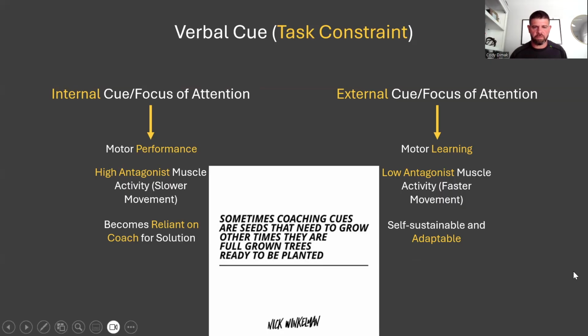Other times they're fully grown trees ready to be planted. What that means is if I give them a good cue or a good focus, let's say I'm working on a particular thing. The reason why I'm not a huge fan of hitting off tees per se is because there's no coupled motion of the ball coming in. Now, maybe you can work on bat speed and those types of things with that. It's just a time to kind of unleash. Okay, I can see that a little bit.